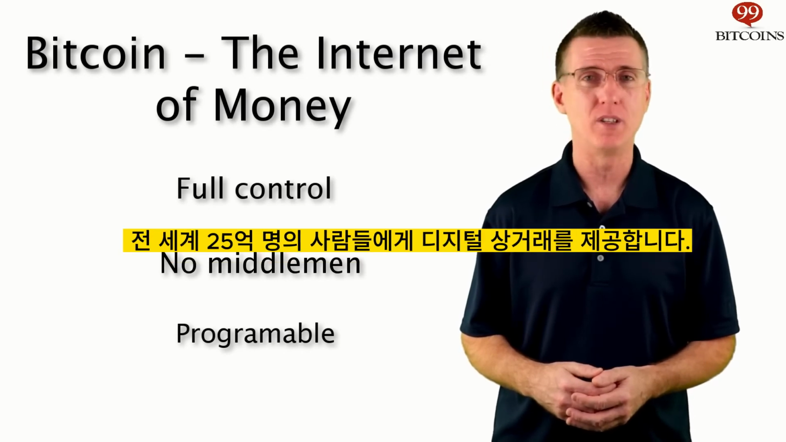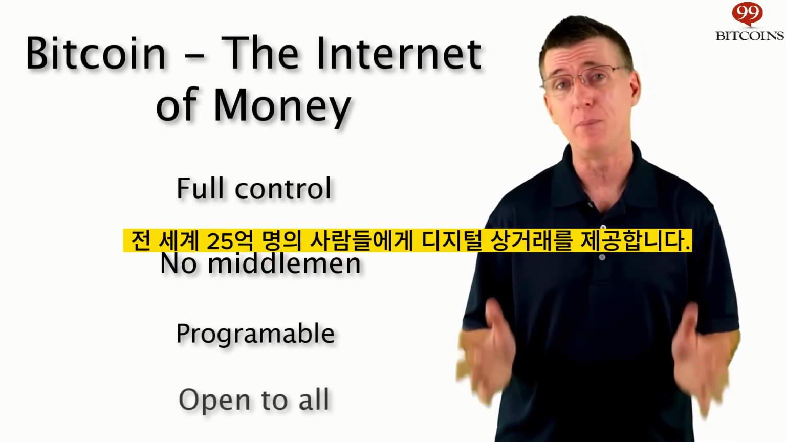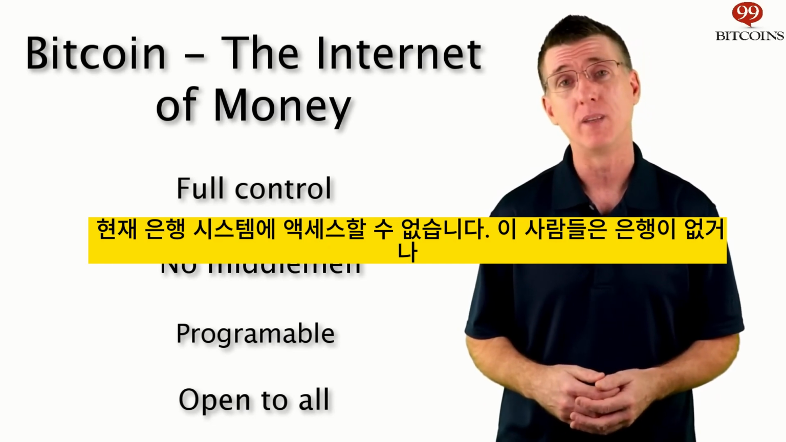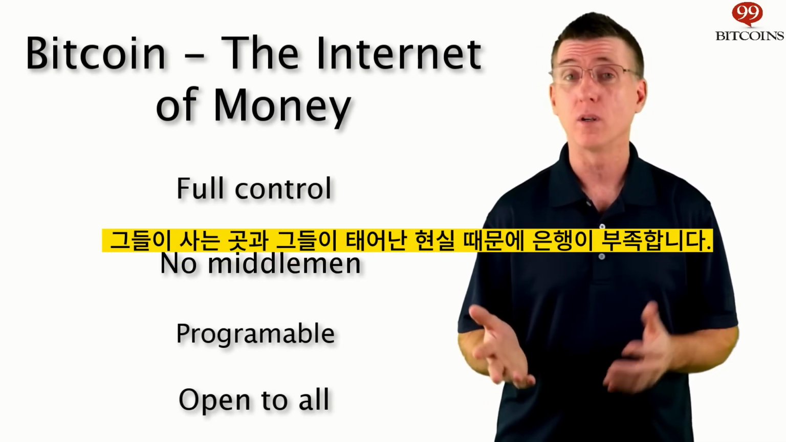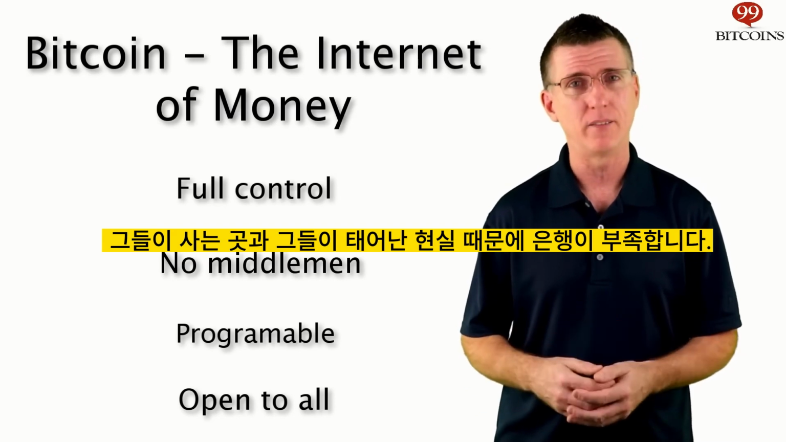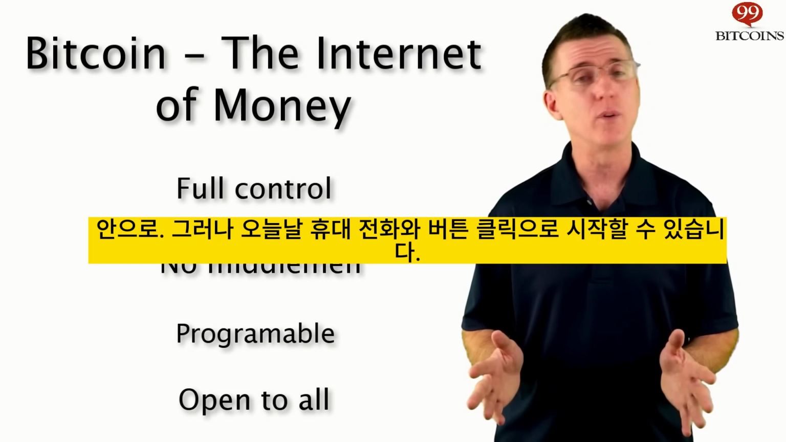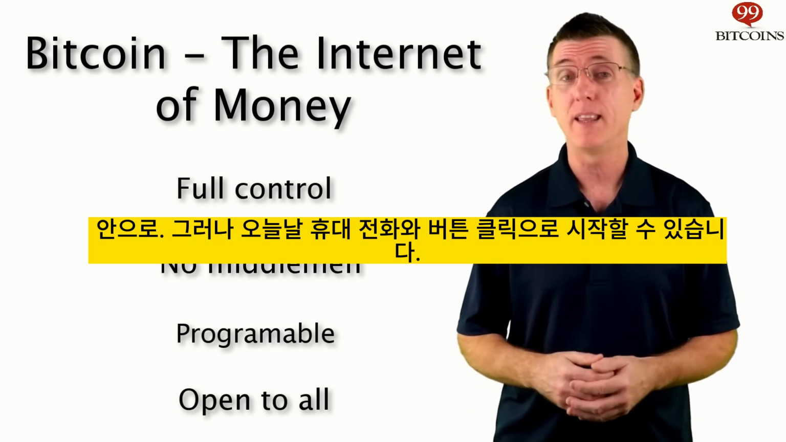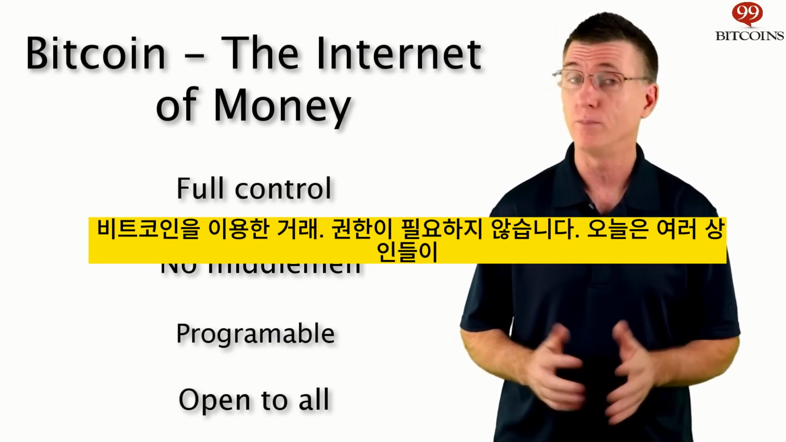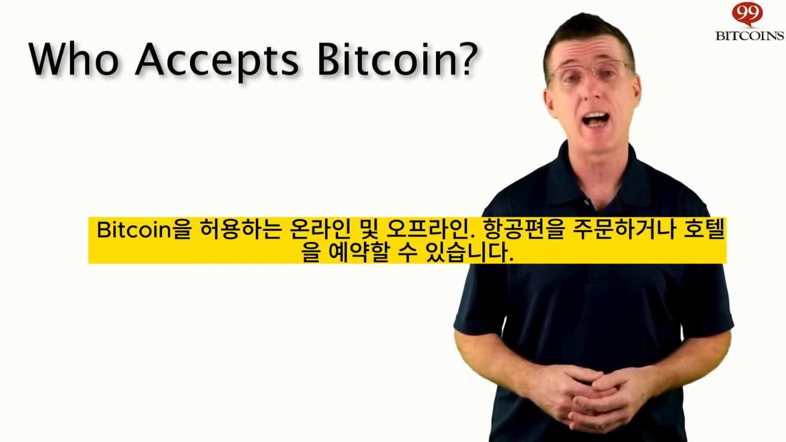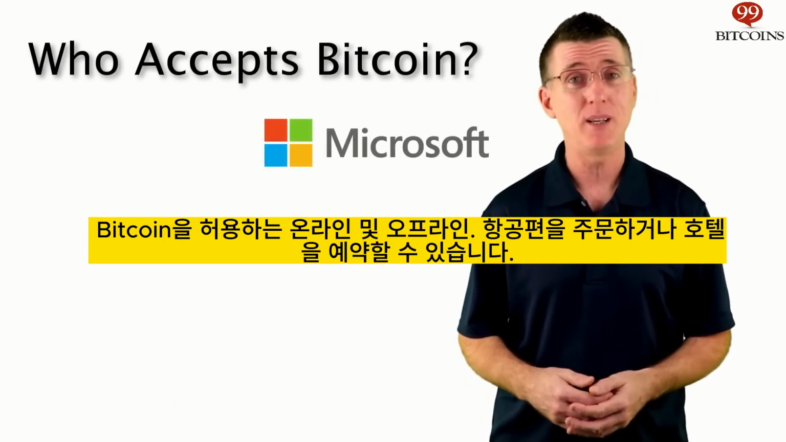Finally, Bitcoin opens up digital commerce to 2.5 billion people around the world who don't have access to the current banking system. These people are unbanked or underbanked because of where they live and the reality that they've been born into. However, today, with a mobile phone and a click of a button, they can start trading using Bitcoin. No permission needed.